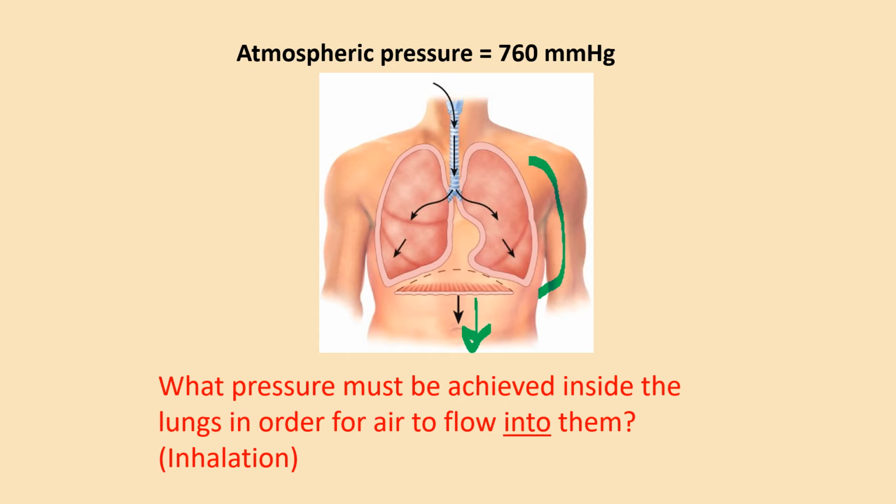And so let's look at this question. What pressure must be achieved inside the lungs in order for air to flow into them? In order to inhale, what air pressure do we need to achieve in the thoracic cavity? Anything that's below 760. So 759 millimeters of mercury will do it.